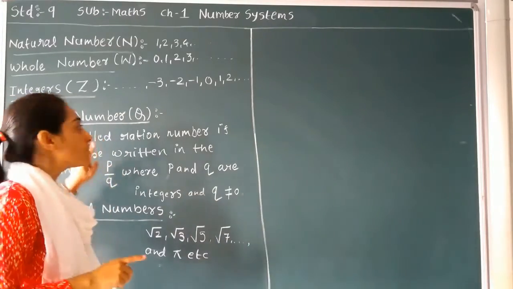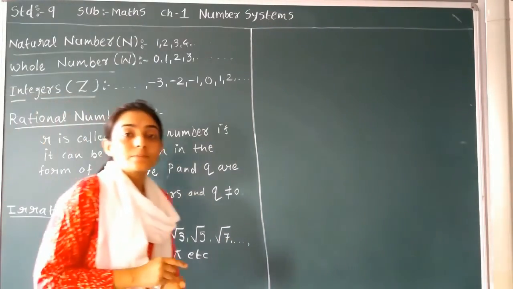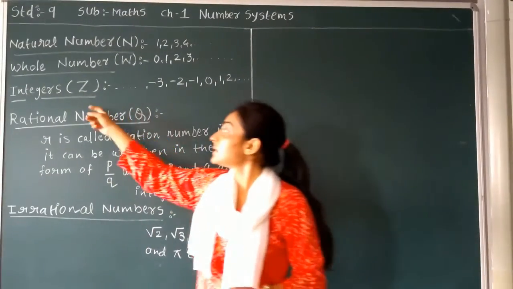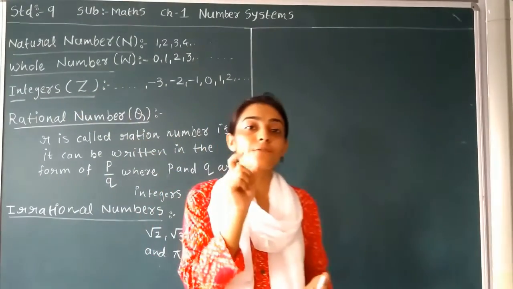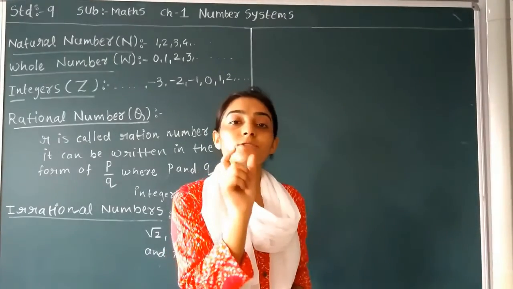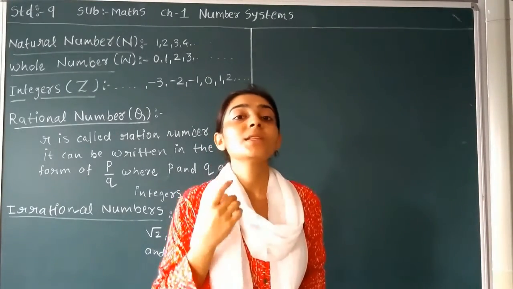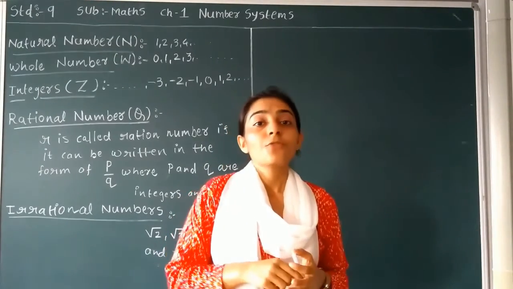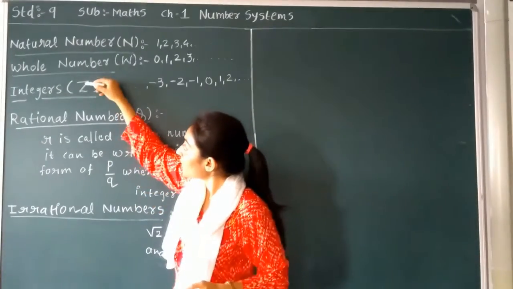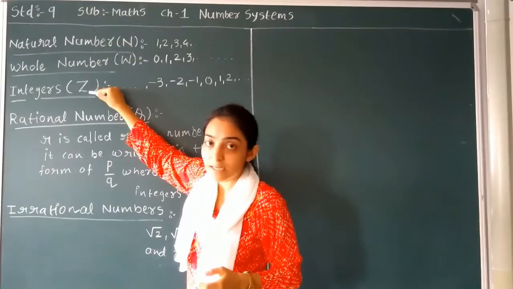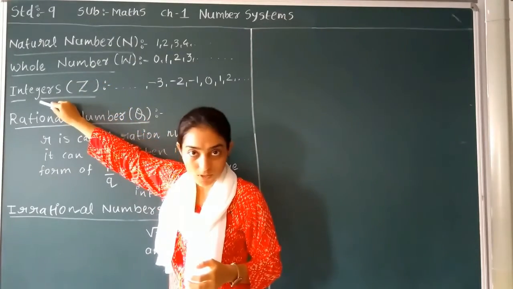Why do we denote it with the capital letter Z? Because Z comes from the German word Zählen, and Zählen means to count. From that we use Z to denote integers.